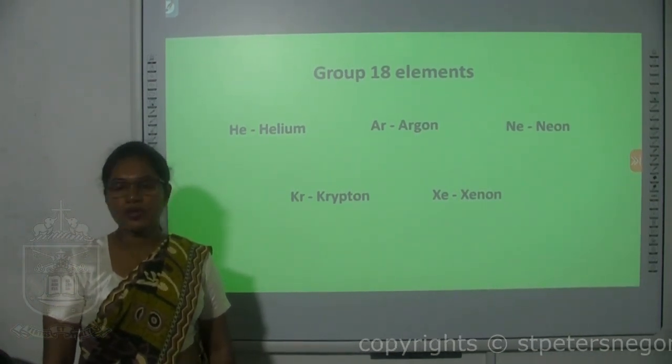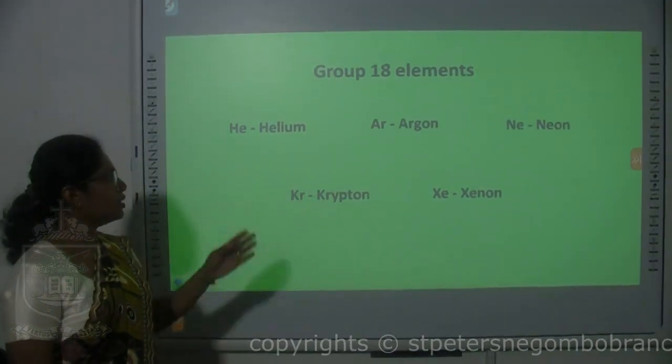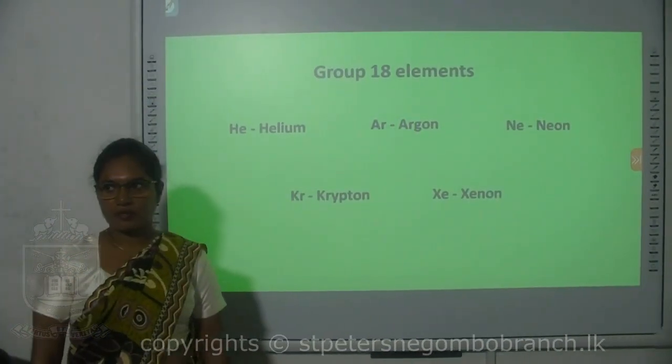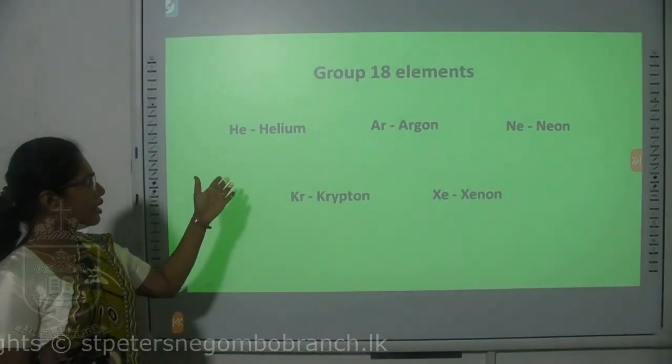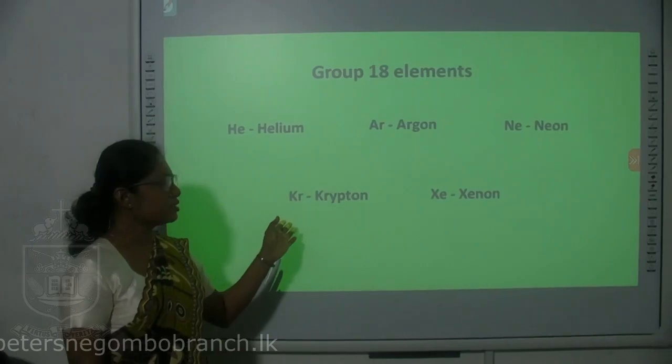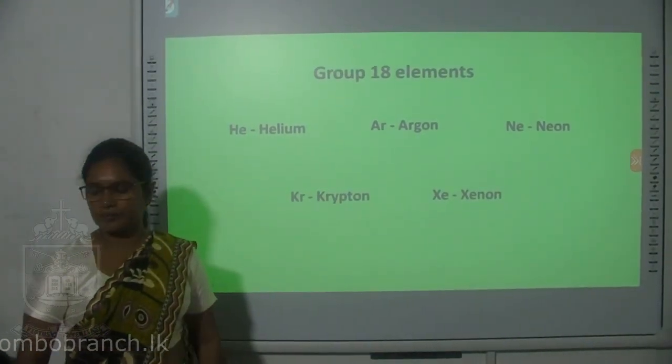In this video, we are going to study the group 18 elements. First, let's see what the group 18 elements are. They are helium, argon, neon, krypton and xenon.